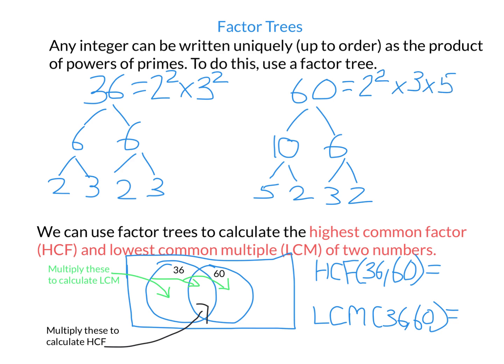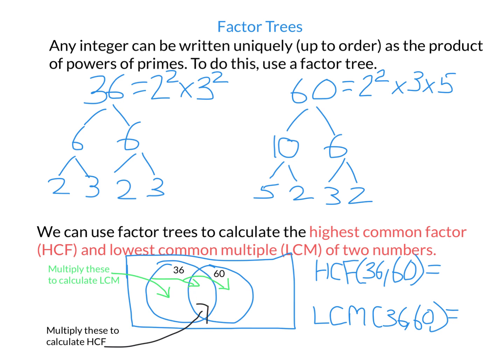Okay, we can actually use these prime factorizations to calculate the highest common factor and lowest common multiple of two numbers. So this is how you do that. You draw this, which is called a Venn diagram. You have two overlapping circles here, one for the first number 36, one for the second number 60. So in this overlapping region, this region is in both circles. You put the primes that appear in both circles.